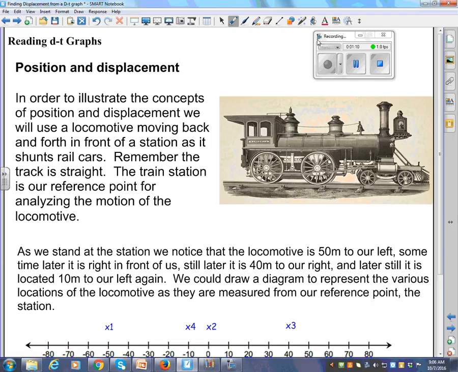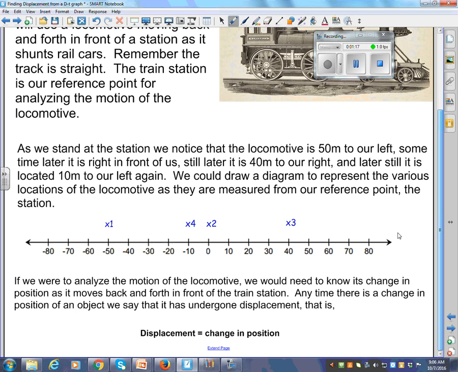Okay, yeah. As we stand in the station, we notice that the locomotive is 50 meters to our left. Sometime later, it's right in front of us. Later, it's 40 meters to our right. And later still, it's located 10 meters to our left. We could draw a diagram to represent the various point locations of the locomotive as they are measured from a reference point at the station.